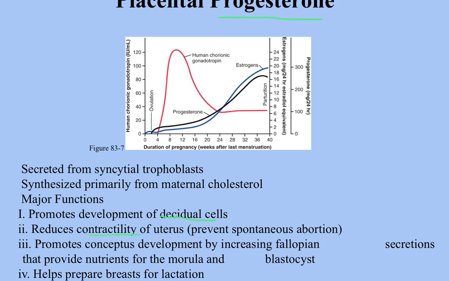Progesterone will also reduce the contractility of the uterus, because you don't want the uterus contracting spontaneously and pushing the baby out before its time. So what this does is it prevents spontaneous abortion. So what that means is that if progesterone is low, that will increase the risk of spontaneous abortion. So important to remember, important to keep track of progesterone if you suspect a high-risk pregnancy. All right, it helps out with the secretions as that ball of cells is moving down the uterine tubes. And it also helps prepare the breast for lactation.